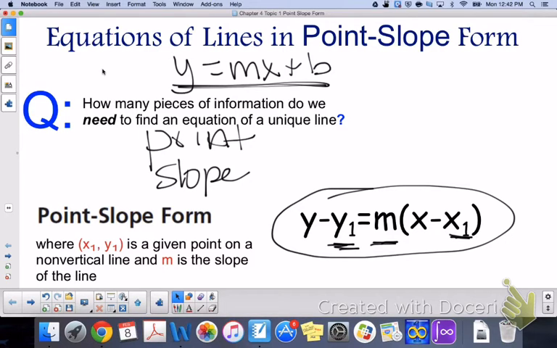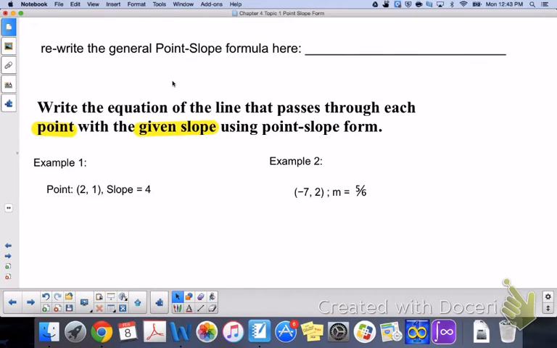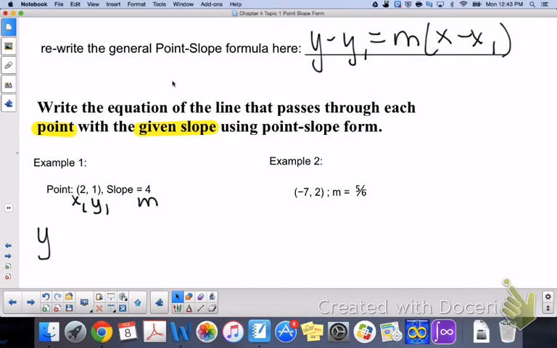All right, let's look at an example. So the general form, again, y minus y1 equals m times x minus x1. So when you have a point, that's going to go in as x1 and y1. Your slope goes in as m. So y minus y1 equals m times x minus x1. Okay? And that's all there is to it. You leave it just like that.